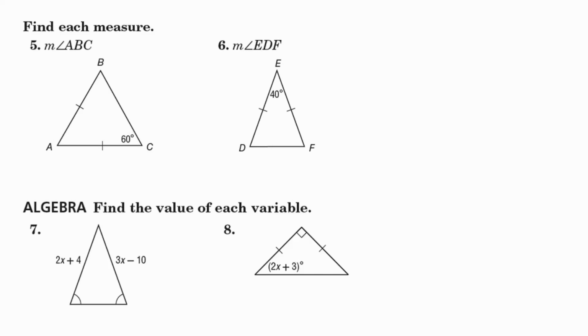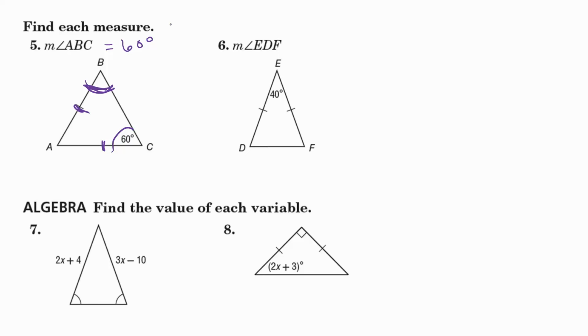In the next problem, we want to find the measure of angle ABC. So this one right here. Since AB is congruent to AC by the isosceles triangle theorem, angle B and angle C are congruent. So this would be 60 degrees.